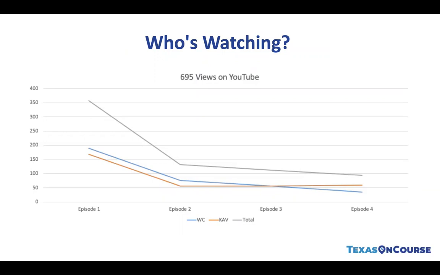So you'll see the light blue line is my personal YouTube channel, and the orange line is the views on Kingwood AV, and the purple line at the top is the total views. So the first episode, we have over 350 views on both YouTube channels, and then episodes 2 to 4 have 50 to 100 views total from both. Well, not total, more like close to 150 views total for episodes 2 to 4. 695 views for the talk show in total.